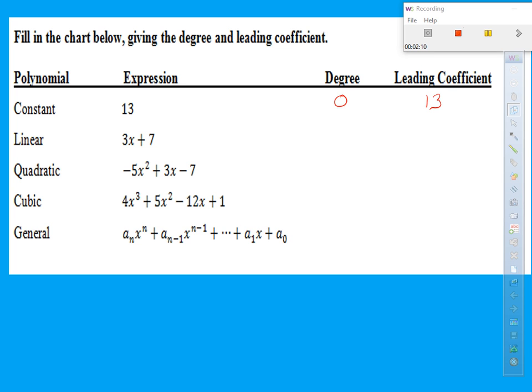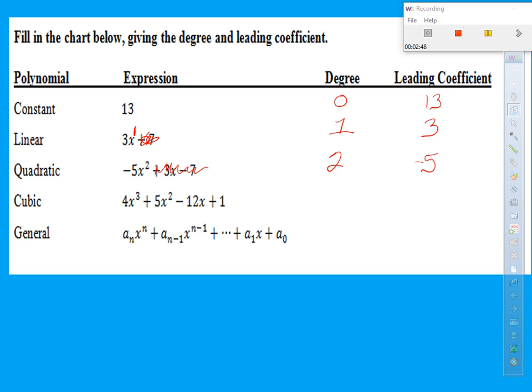Now, if it's linear, meaning when we graph it, it would be a line, the highest degree is this 1 sitting right here. So it's a degree of 1. Now, ignore everything else. The leading coefficient is the number in front of that x to the first, which is 3. You probably got this figured out now. In the quadratic, the highest degree that I see is a 2. So ignore everything else and give me the coefficient that's left, and that is -5.